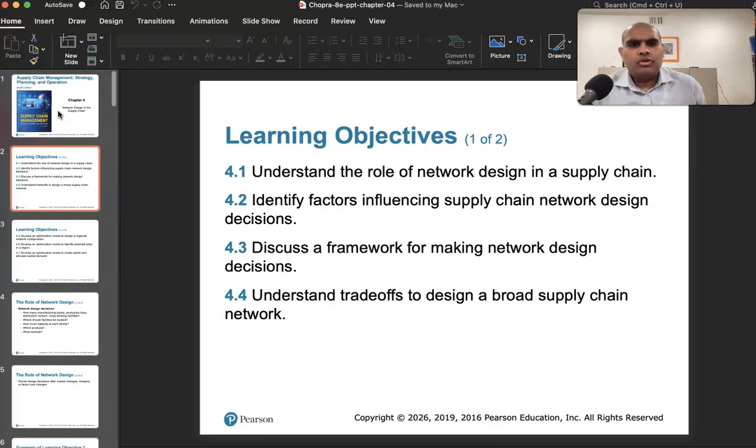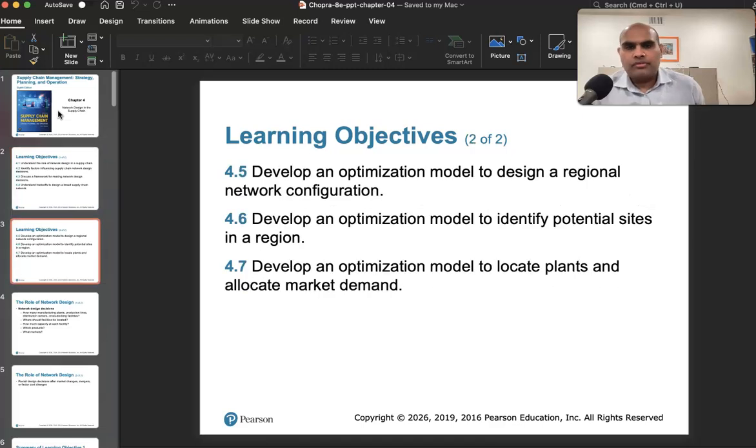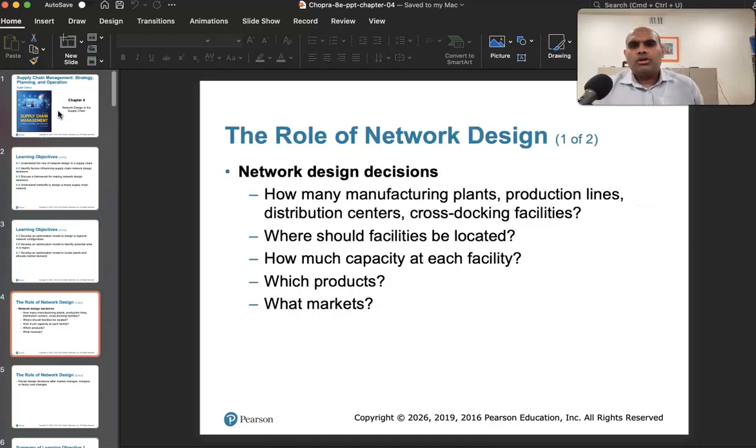So we have to understand the role of network design, identify the factors, and so on, the trade-offs and all of that. We'll talk about all of that. So what is the role of network design?